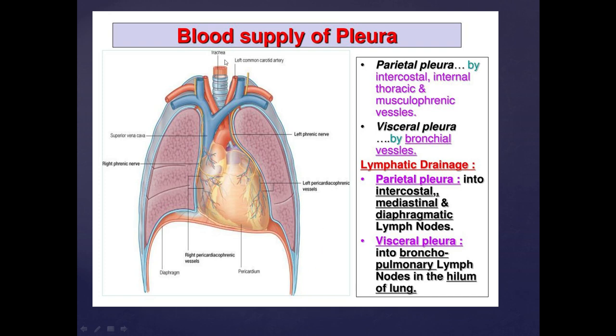So this slide is showing you the blood supply of the pleura. The parietal pleura is supplied by the intercostal, internal thoracic, and musculophrenic vessels, and the visceral pleura is supplied by the bronchial vessels.